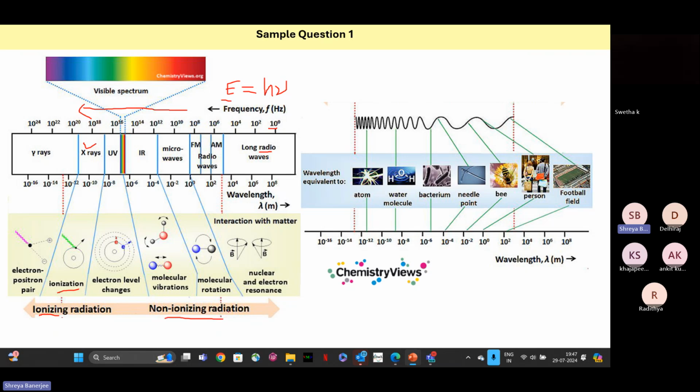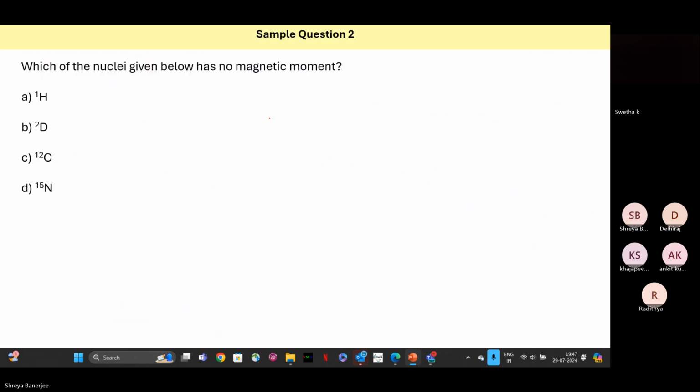So the advantage of NMR is that not only is it very accurate and able to distinguish between the different types of hydrogens in different chemical environments, but it is also a non-destructive method, because the energy of the radio waves is very low and they don't destroy the compound in any way.